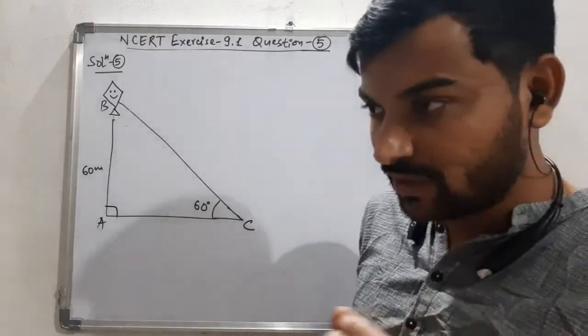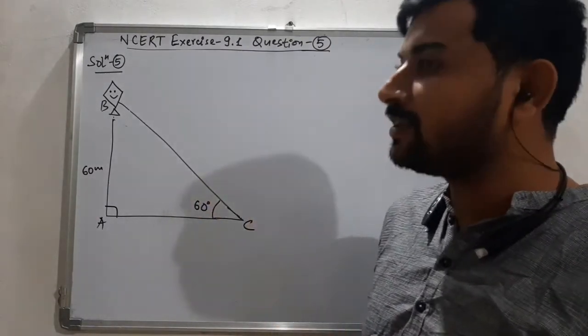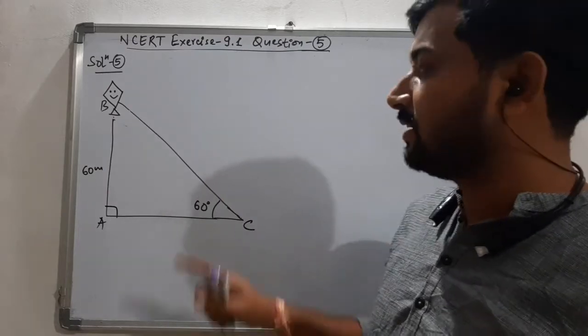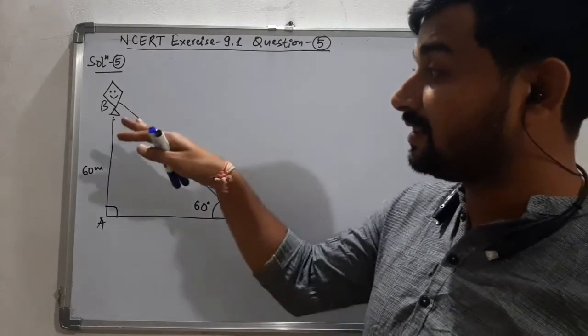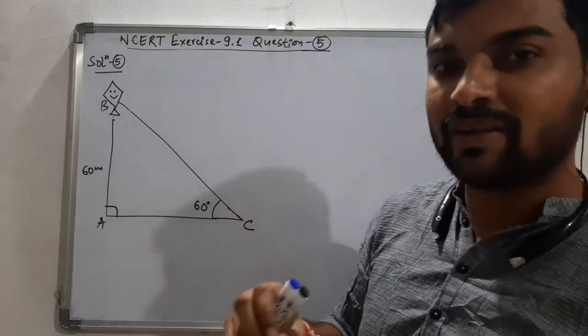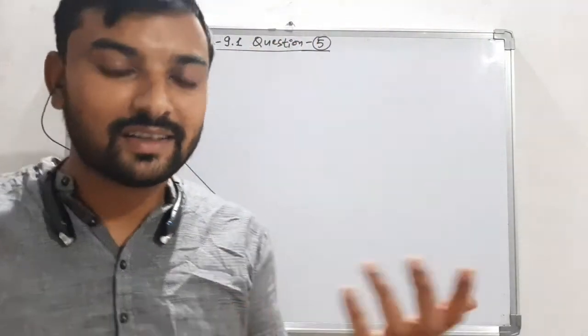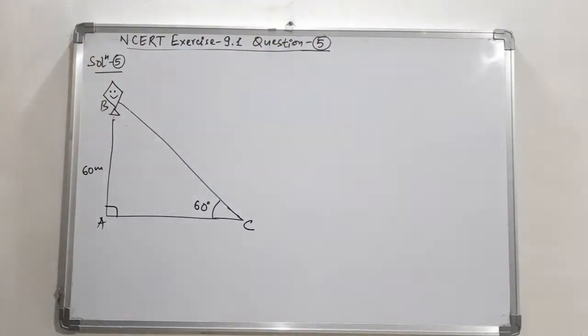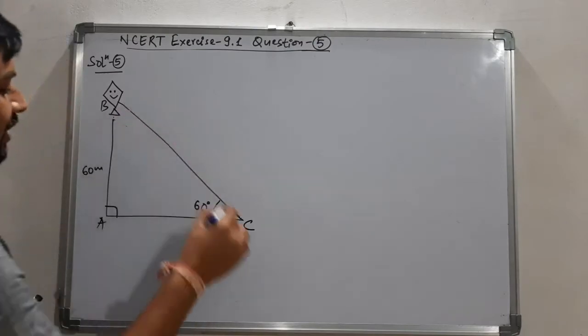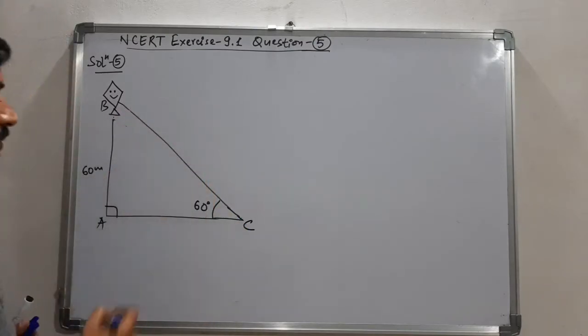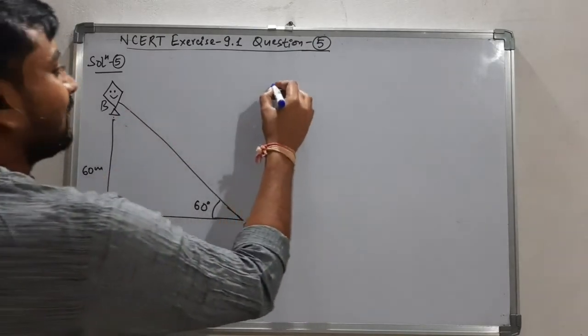Currently the height of the kite is 60 meters. We have to calculate, assuming that the string is straight, we have to calculate the length of string. Clearly it's a question of trigonometry. Here we want to calculate the hypotenuse. So perpendicular upon hypotenuse will be the sine.